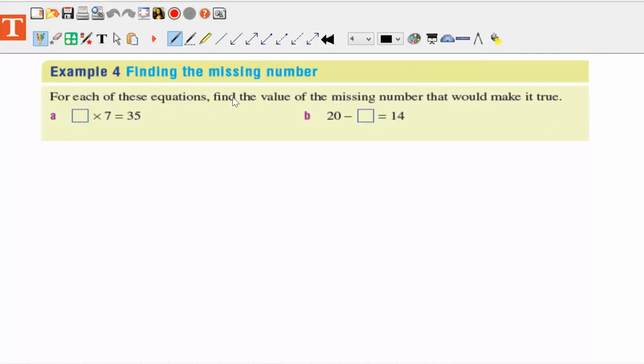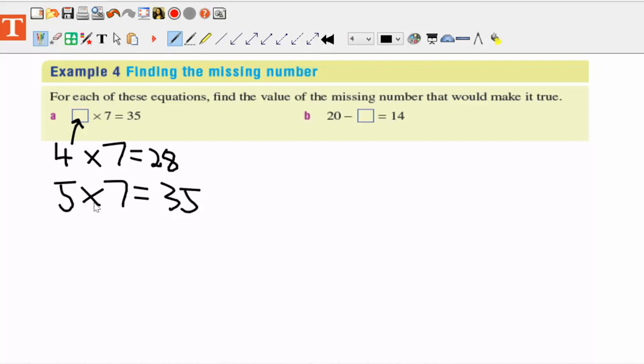For each of these equations, find the value of the missing number that would make it true. Something times 7 equals 35. Now I know the answer straight off, but trial and error means I'm going to put in a value of, I don't know, 4. So 4 times 7 is 28. That's too low. I'm going to try 5. 5 times 7 is 35. Excellent. So the missing number to make it true is 5.